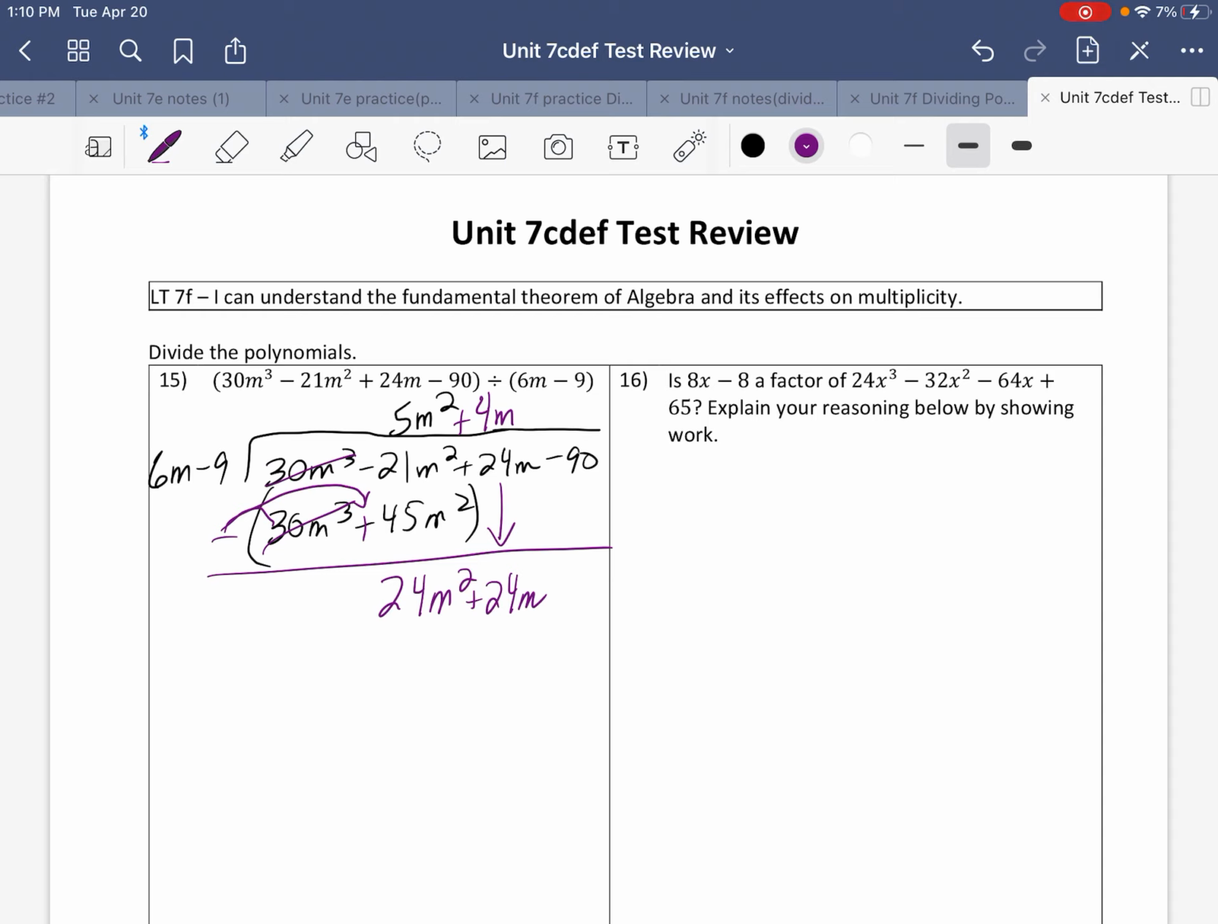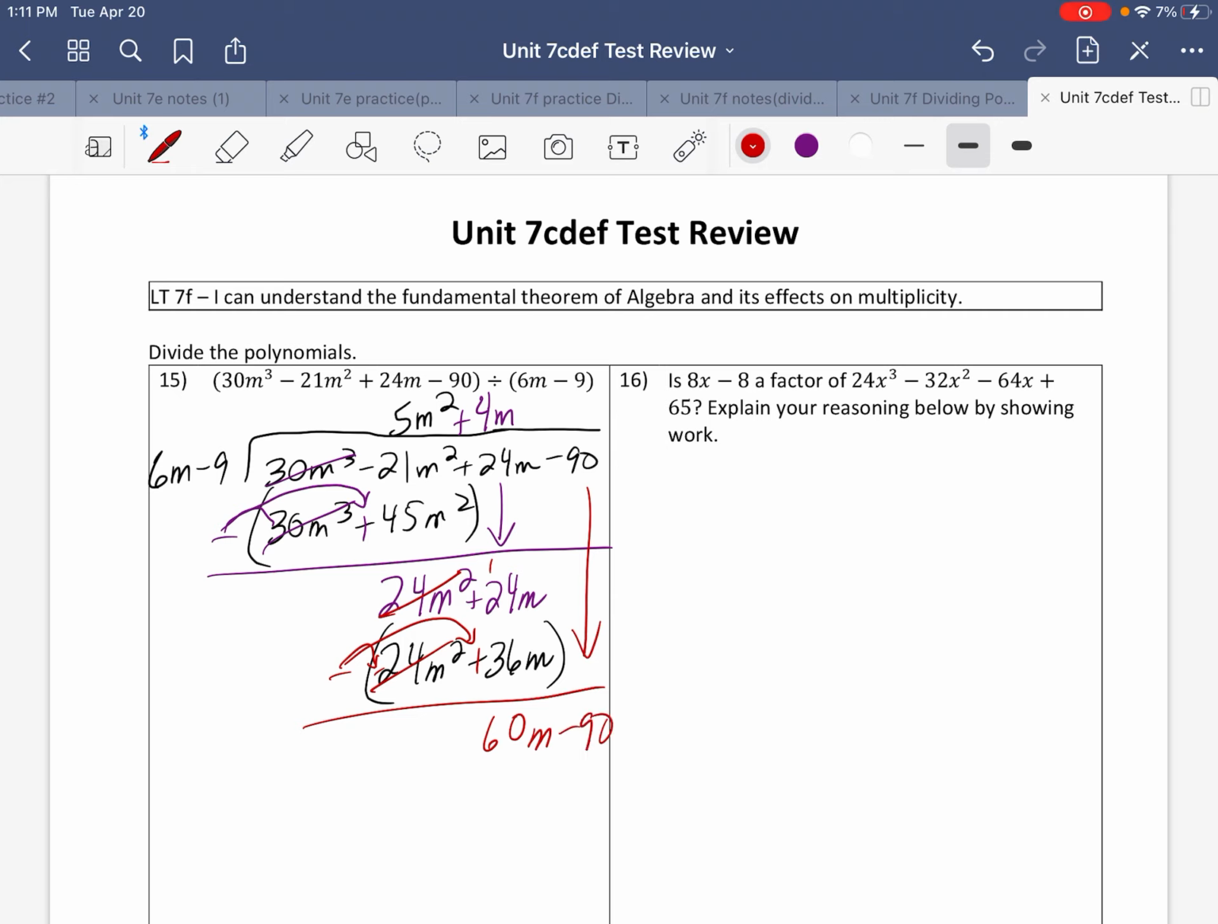Now we're going to multiply that back down. 4m times 6m is 24m squared. 4m times negative 9 is negative 36m. And subtract 24m minus 24m. Those will simplify to 0. Opposite of negative 36m is a positive, so 24 plus 36 is 60m. And we bring down that negative 90.